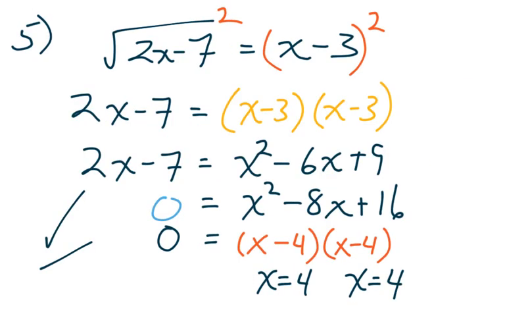Now with number 5, you're going to square both sides, but like shown in red, that means you have to square the quantity x minus 3. The quantity x minus 3 is going to come out to be x minus 3 times x minus 3, the FOIL method. Now, once you FOIL that out, you set it equal to 0 by subtracting everything to the right-hand side. You can factor it, and you get 4. You actually get 4 twice, but it checks.